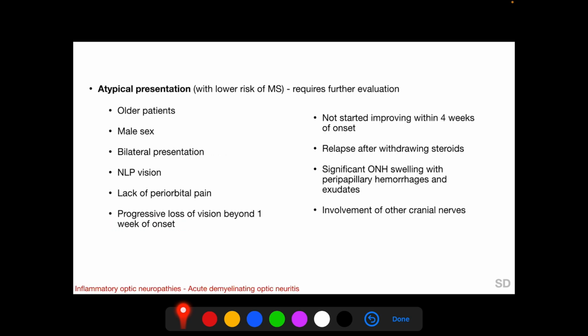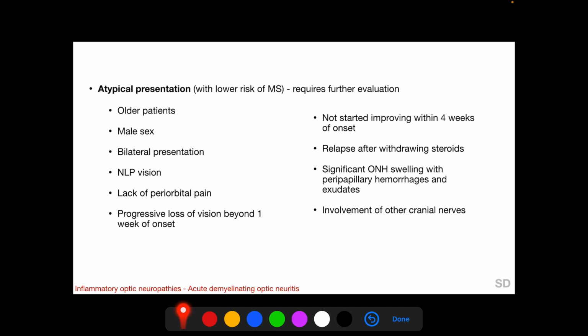So what are atypical optic neuritis or atypical presentations of optic neuritis, which require further evaluation and which may have a lower risk of MS? But a lower risk of MS does not automatically indicate a better prognosis, as we will shortly see.